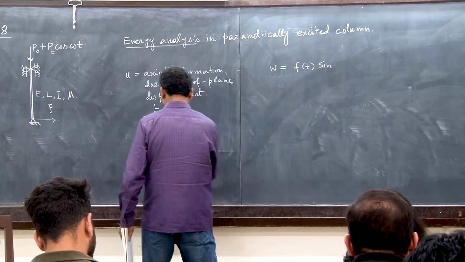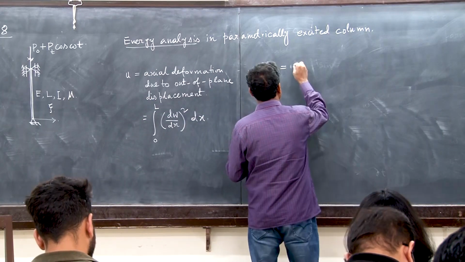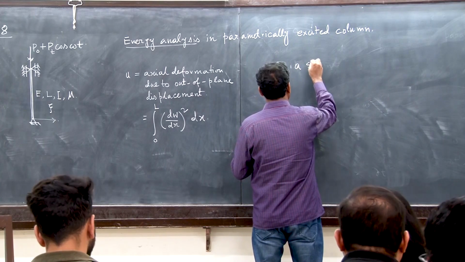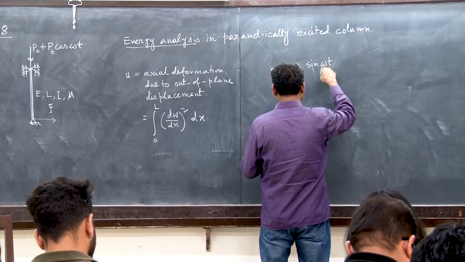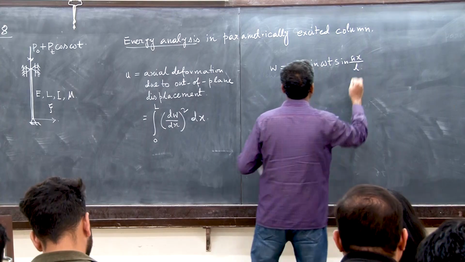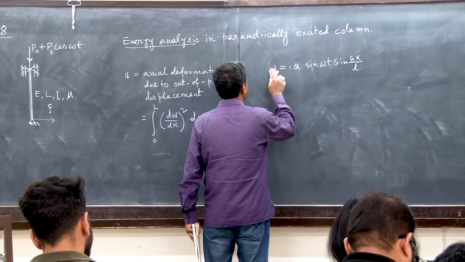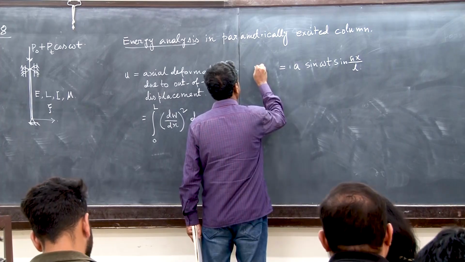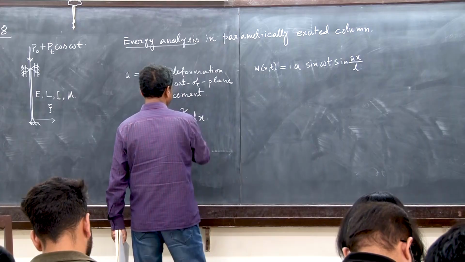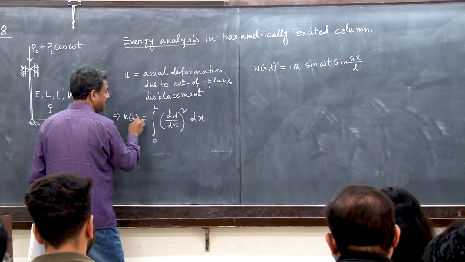Well, let us assume that f(t) is basically some amplitude, maybe small a sine omega t. I am assuming this is sine, a little different from the previous. This is the expression for W, a function of x as well as t, right? So then integrate it first to get u. Of course, you can see here that u will be a function of t.